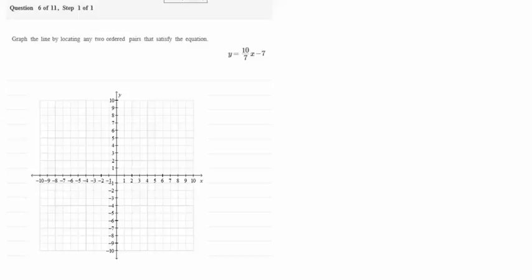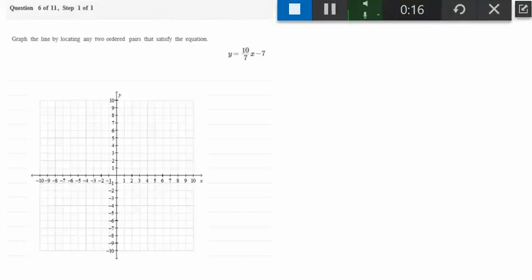All right, this problem asks me to graph the line by locating two ordered pairs that satisfy this particular equation. So what we'll do is create a t-chart first, so that I can put in values of x and y. And because this equation is solved for y, because y is all by itself on one side, it's easiest to pick values of x.